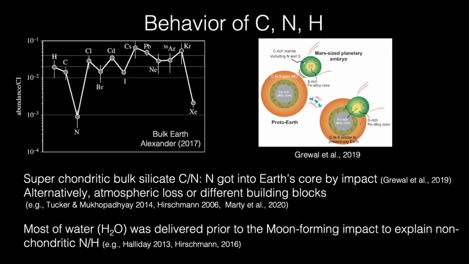Also, most of the water was thought to be delivered prior to the moon-forming impact. This is to explain the non-chondritic NH ratio. After the moon-forming impact, some asteroids delivered some materials to the Earth, but these asteroids would have had the chondritic NH ratios. Therefore, any later addition cannot change the NH ratio. Therefore, the non-chondritic NH ratio would have been established prior to the moon-forming impact.